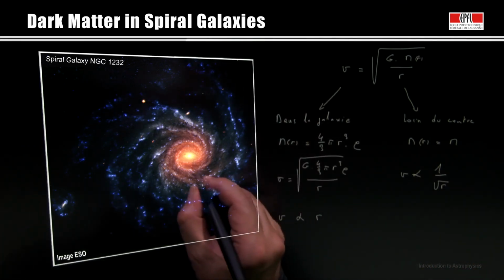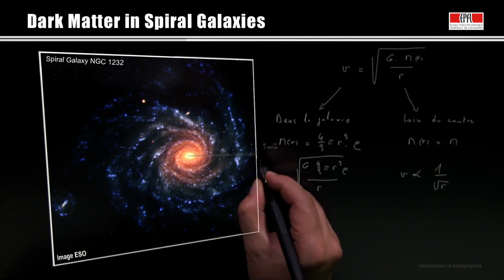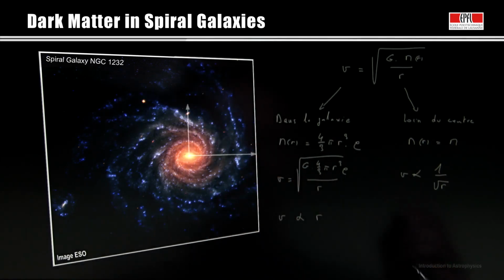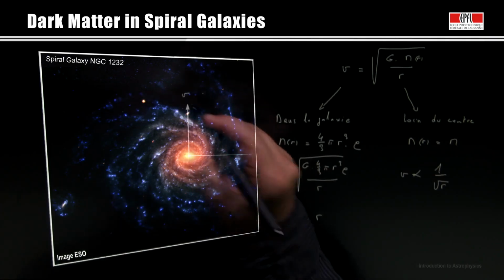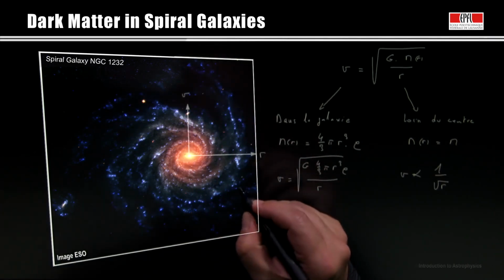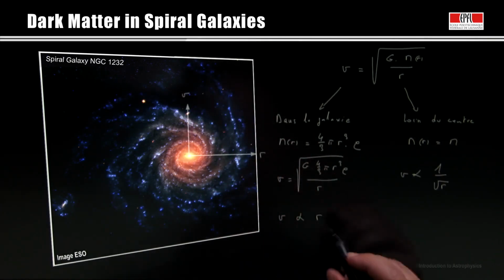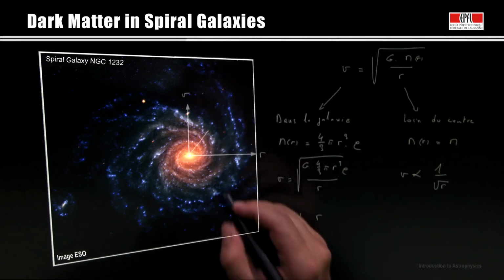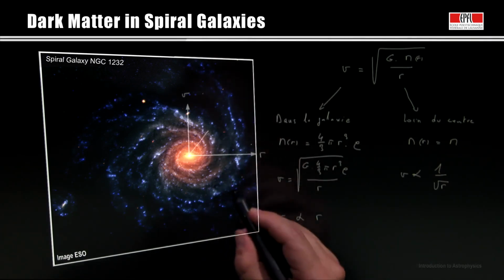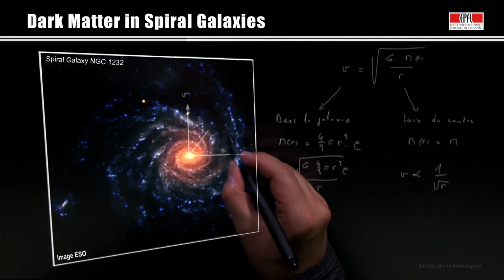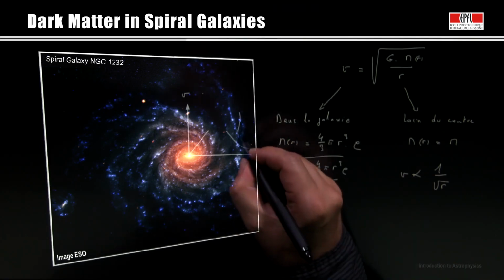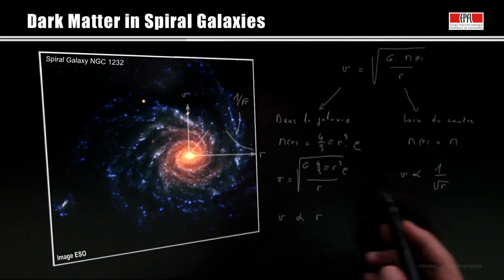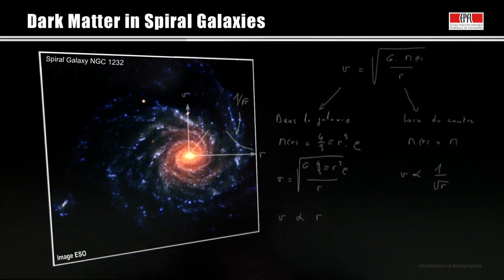Let's draw it. X-axis representing the radius, y-axis the velocity. Hence, close to the galactic center, the velocity is proportional to r. It is more or less a straight line. Then something happens here for intermediate radii. Then far away from the center, velocity decreases as 1 divided by square root of r. To some extent, we have predicted the rotation curve of galaxies.